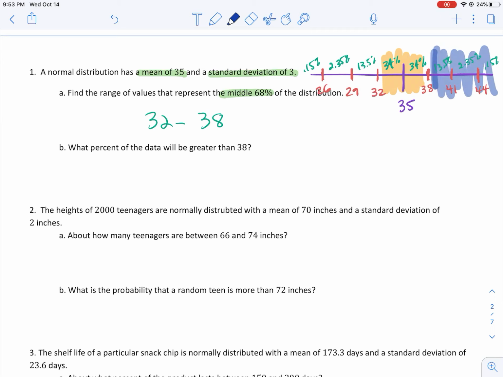For the next one, it says, what percentage of the data is greater than 38? If I look over here, that's all of this. And so that means I'm going to have to add these percentages up. So I have 13.5 plus 2.35 plus 0.15. Once I add those up, that would tell me the percentage greater than 38, which is 16%. Okay?